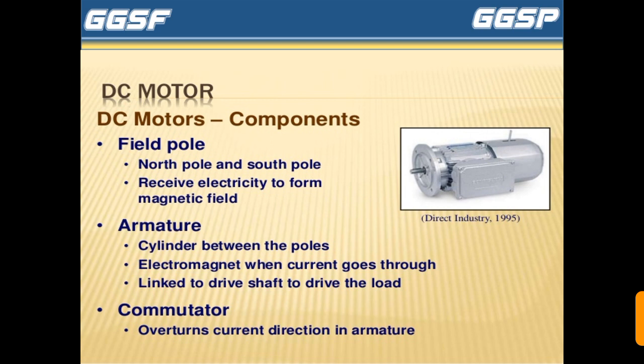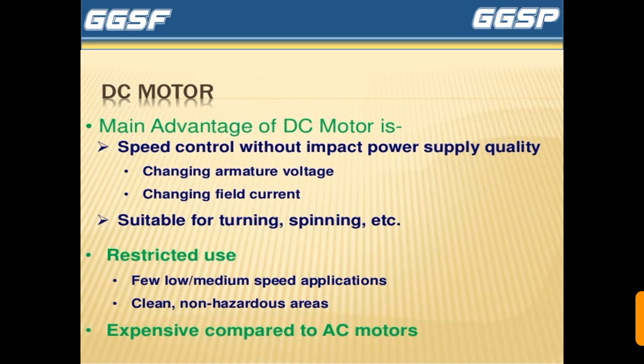Now, what are the components of the DC motor? First is the field pole. The north pole and south pole receive electricity to form a magnetic field. The second component is the armature. The armature is a cylinder between the poles, an electromagnet when current goes through, and is linked to the drive shaft to drive the load. The third component is the commutator, to reverse the current direction in the armature.